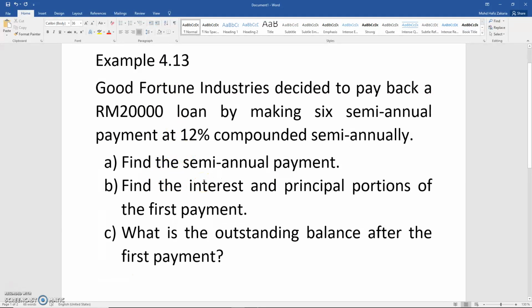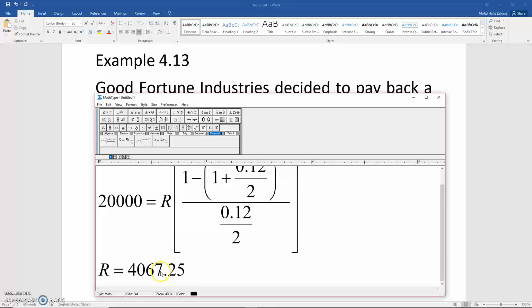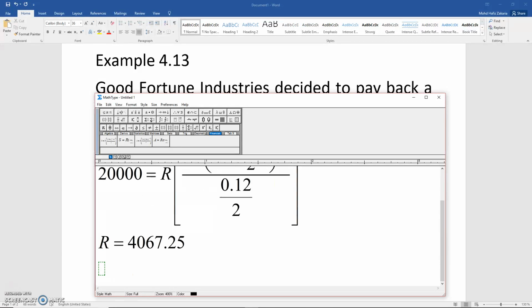Find the interest and principal portion of the first payment. Now we know that our first payment is 4,067 ringgit 0.25 cents, but out of this amount, how much is paid to the principal and how much is paid to the interest? It is crucial to know that, because by knowing it, we know the amount of principal that had been paid. To calculate the interest, previously in the simple interest formula, we know that the formula is I equal to PRT.